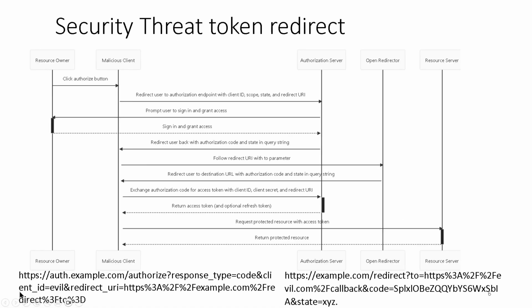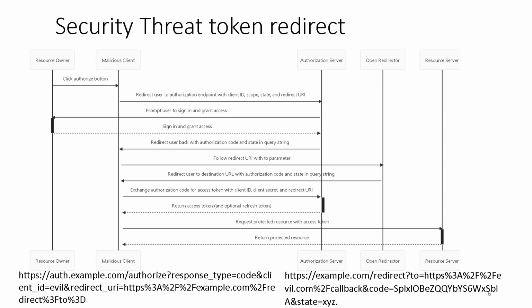A malicious client registering a redirect URI is also another token redirect threat. A malicious client registers a redirect URI that points to an open redirector, such as in this example here, example.com authorize with response type code, and the client is an open redirect. An example here, we're redirecting to a URI that takes a user-supplied parameter that can be used to specify any destination URL.